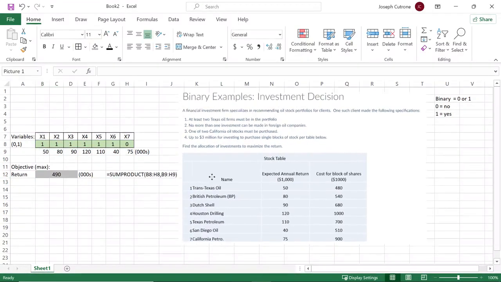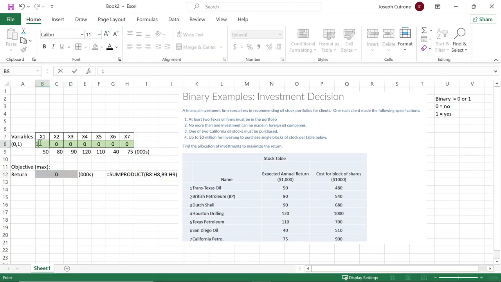You can see that the sum product is doing exactly what you want. When there's a 1, it adds the expected return, and when there's a 0, it adds 0 times 75, which is saying nothing. 0 times 75 is 0. If I turn all of these off, if the solver comes back, it won't do this, of course, but it'll say, what if you turn all of them off? Then the return is 0. 0 times 50 plus 0 times 80 plus 0 times 90 is always going to give you 0.